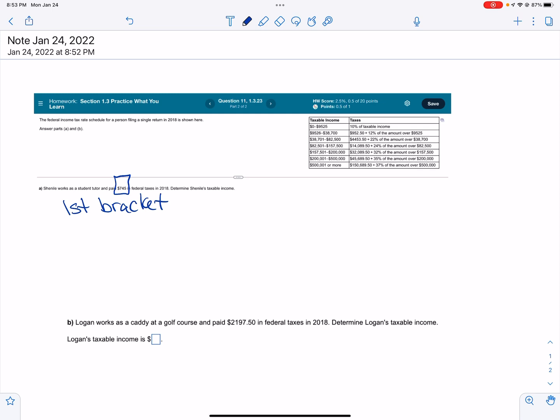And then what they're going to do is that they are going to take the taxes paid, okay, I'm going to write this out in words, is equal to 10% of what I'm going to call A, their adjusted gross income or their taxable income, okay? So now I'm going to take the taxes that they paid, $745. I'm going to change 10% to a decimal without the percent sign, and I'm going to multiply that by A.